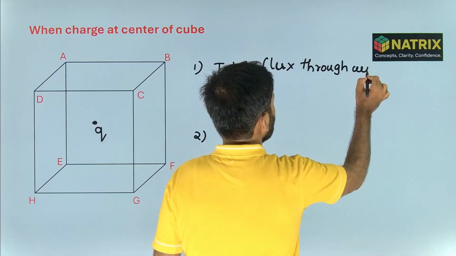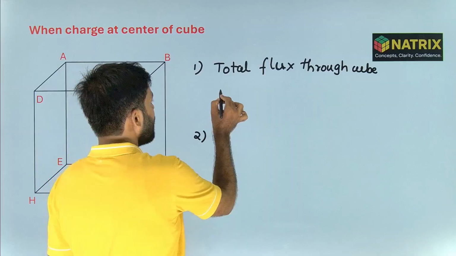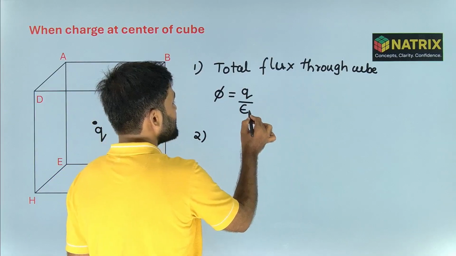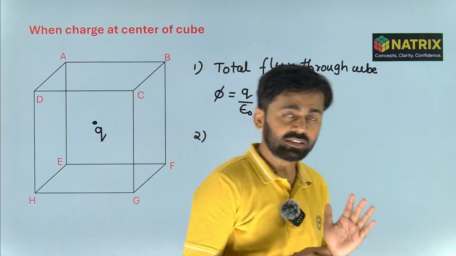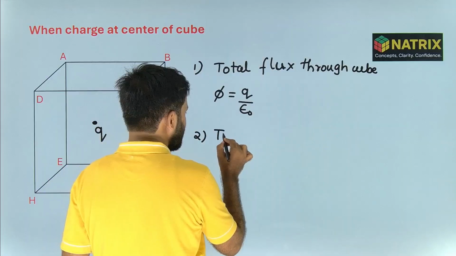Now what is the formula for total flux through the cube? Very simple, you apply Gauss Law. According to Gauss Law, total flux through the cube is given by Q by epsilon naught. Very simple, direct Gauss Law.